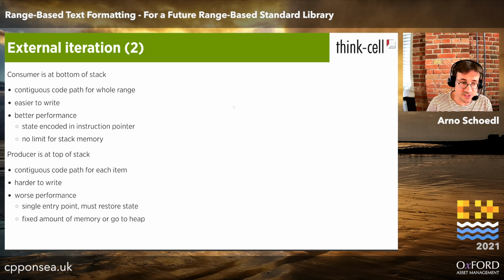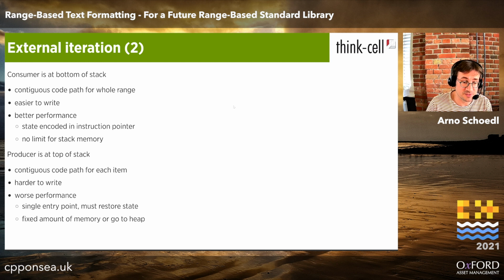Now, if the producer is at the top of the stack, then, as we already saw, there is only a contiguous code path for each individual item. Each time you call star it, you get another piece of data, and then you leave your operator star function, and next time around you have to restart again. You have the same entrance point, and you have to restore your state. That makes them harder to write, and you get worse performance.